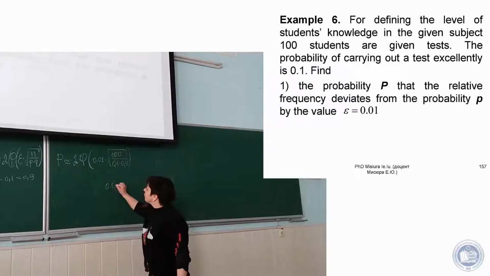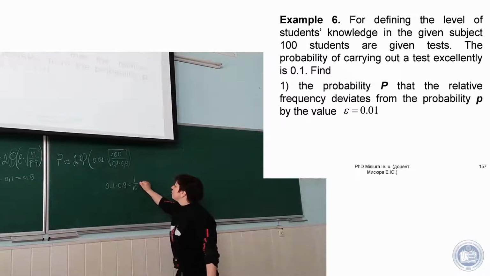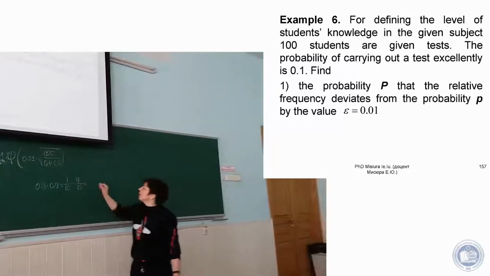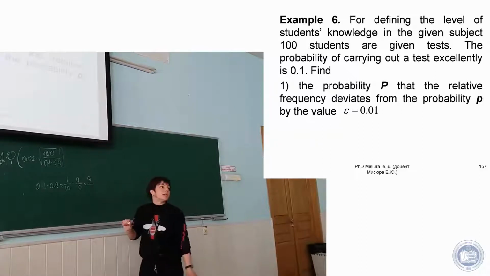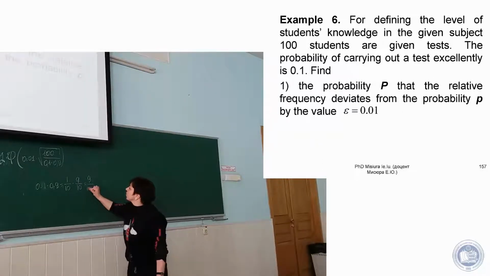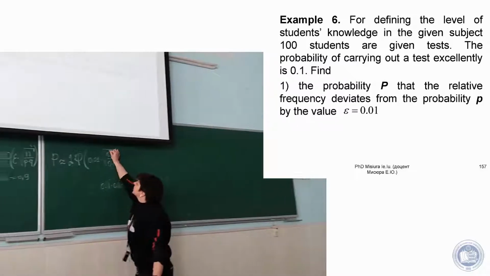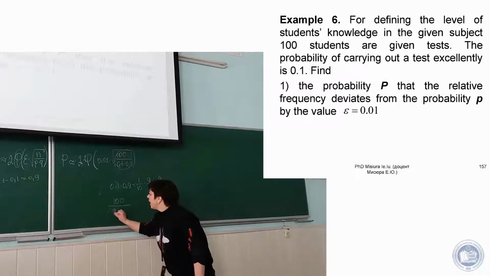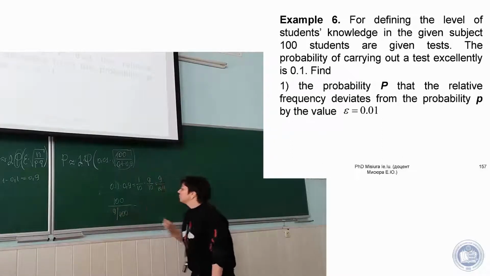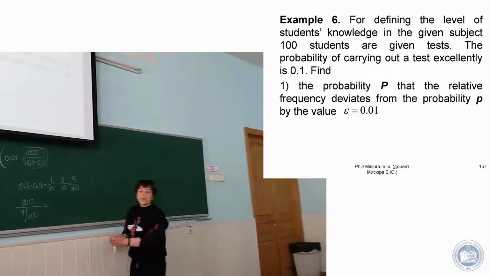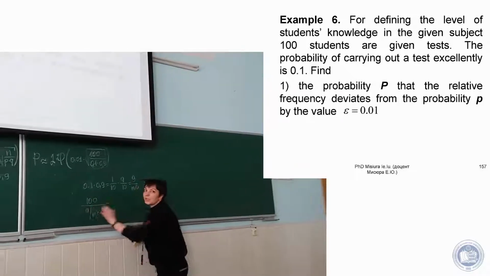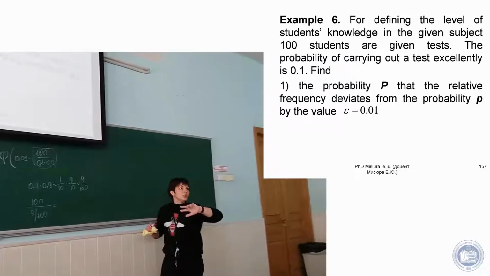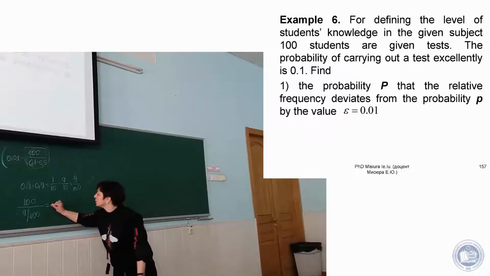Students, 0.1 times 0.9. It will be 1 over 10 times 9 over 10. Is it correct or not? If you multiply, you can get 9 divided by 100. If you take this fraction, you can get 100 divided by 9 over 100. Please remember, if you have this value and divide by a fraction, you need to change this fraction and get multiplication.